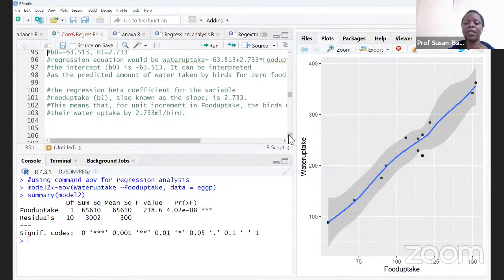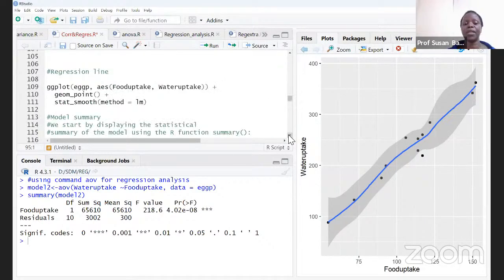Okay, so if we want to add a regression line to our scatter diagram, then we use ggplot. So if we run line 109, it gives us a regression line added onto our plot. So we are going straight on to testing the assumptions under simple linear regression.